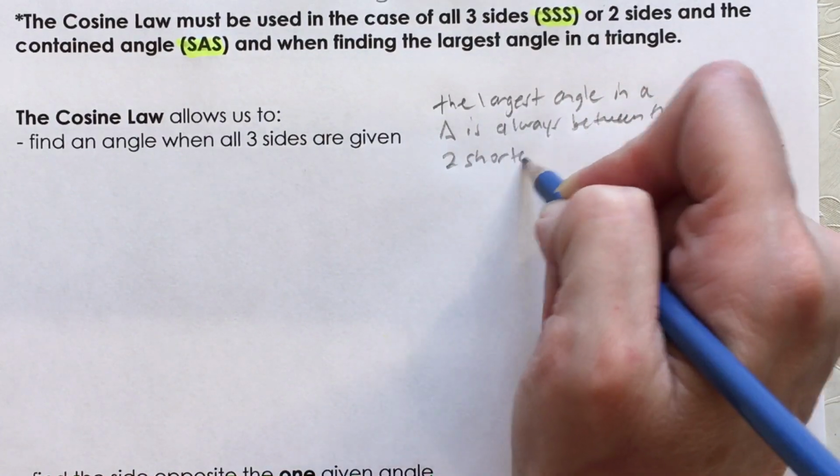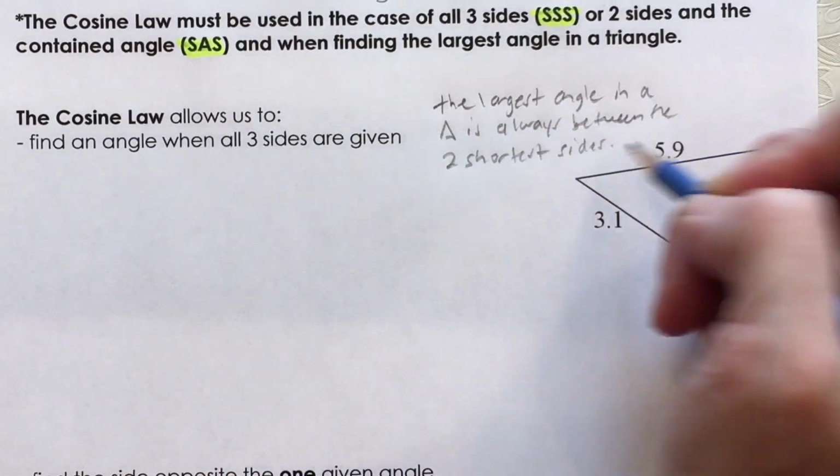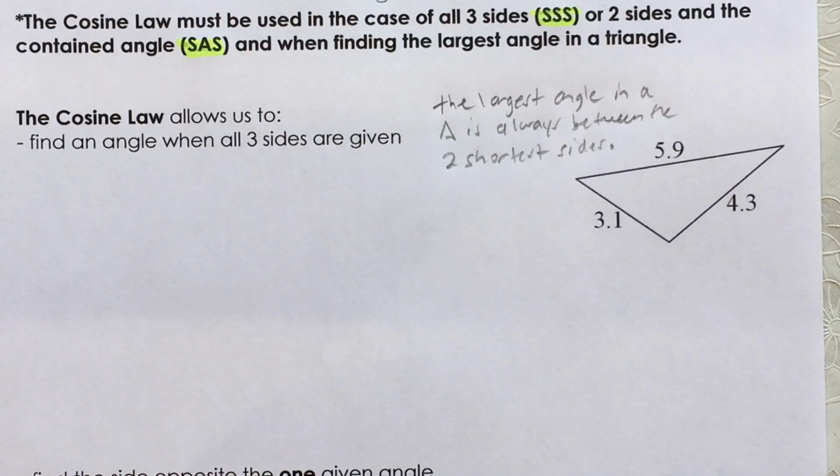And you kind of learn that in grade 9 and grade 10, even when we talked about the Pythagorean theorem. Because in a right angle triangle, that 90-degree angle is the largest. The hypotenuse, the side opposite, is always the largest side, and the other two sides are shorter. So if any angle is going to be greater than 90 degrees, or obtuse, it's going to be the angle between the two shortest sides.